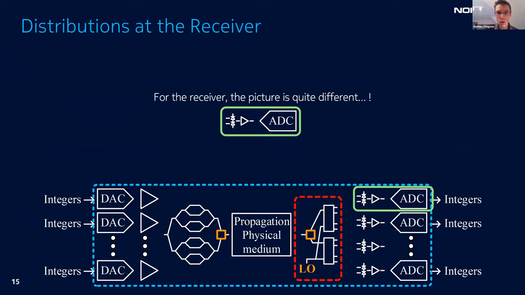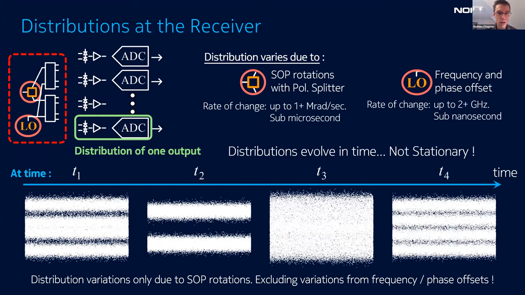If I, however, look at the receiver side, the picture is quite different. Because of the presence of the beam splitter and of the LO, the distribution at one input to one ADC changes drastically over time, which means that it's not stationary. So if I look at the distribution at time T1, my ADC can be sampling something that looks like that. Then I look later on and I could be sampling something that looks like this, and at T3 and at T4. And these toy distributions are only considering SOP variation, the variation of polarization.